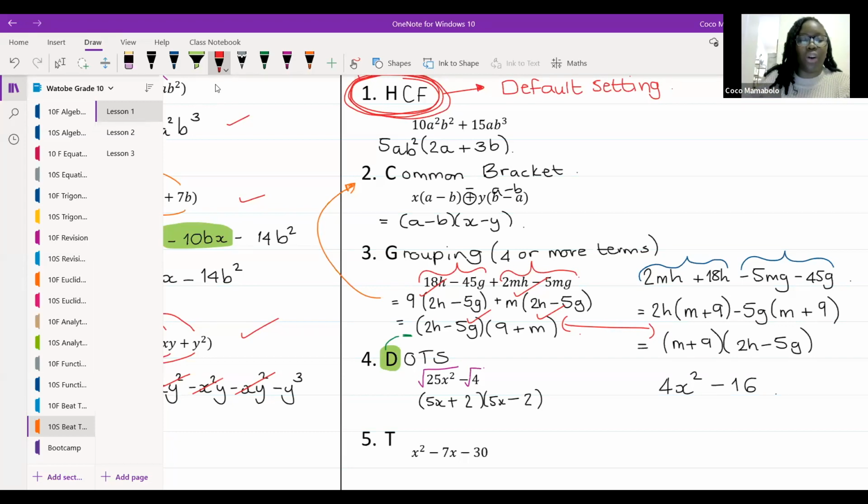For those of you who've already factorized, what is our default setting? Remind me again. Thank you, Nzalo. Thank you, Sia. Thank you, Agobakwe. Did you guys remember to take out a HCF first? Because I know I tricked you guys. Except Nzalo, Nzalo figured it out. Well done. Did we forget to take out our common factor first, guys? Aha, Gideon, I knew you would. So you guys need to go back and take out your common factor, and then do dots.